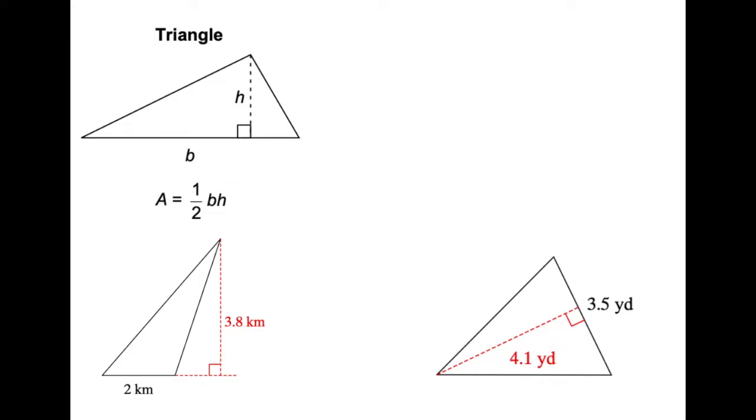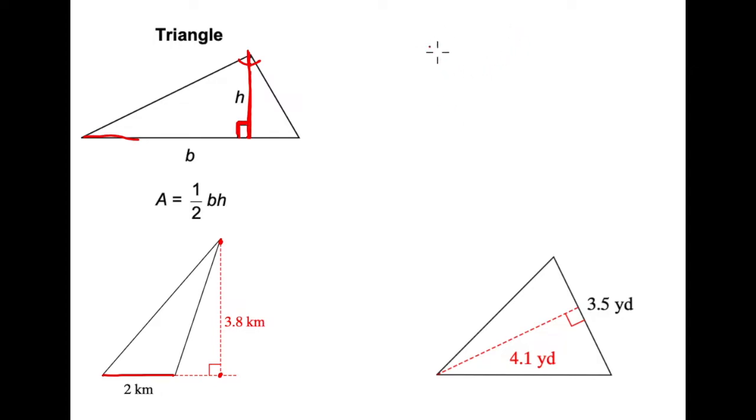The height of the triangle is identified from the top vertex straight down perpendicular to the base. So when you see that line created with a 90-degree angle, that is how we measure our height there. And then our base would be the bottom of that. Our first triangle has a base measure of 2 kilometers, and then the height from this top point straight down to the base is 3.8 kilometers.